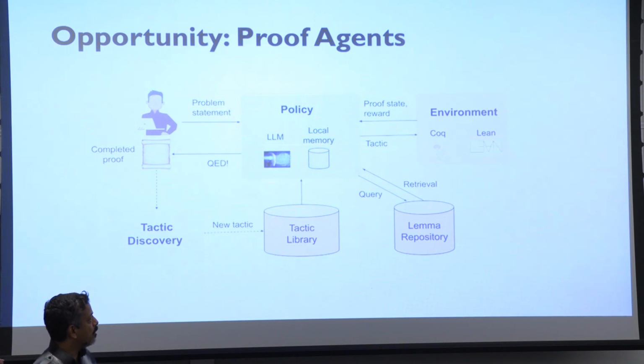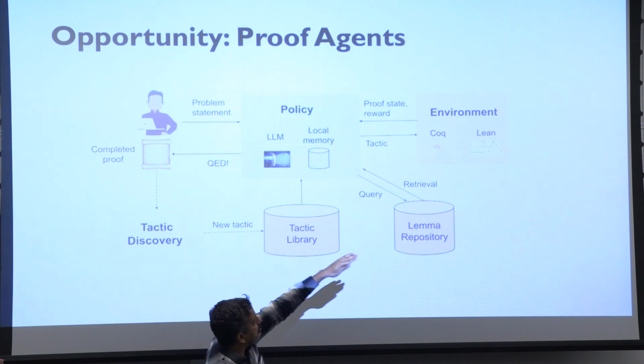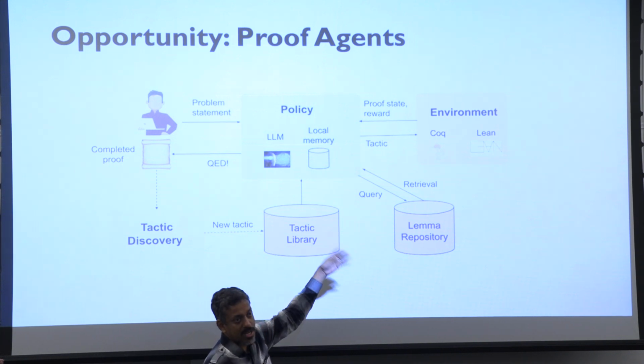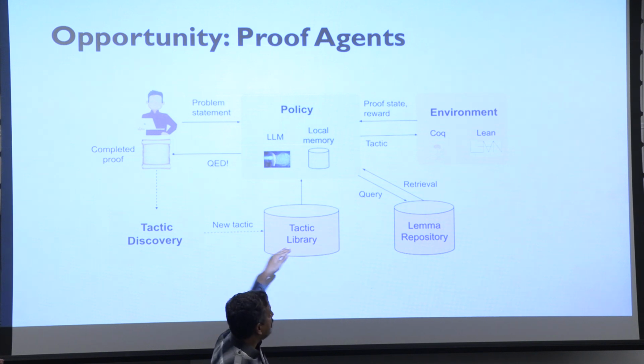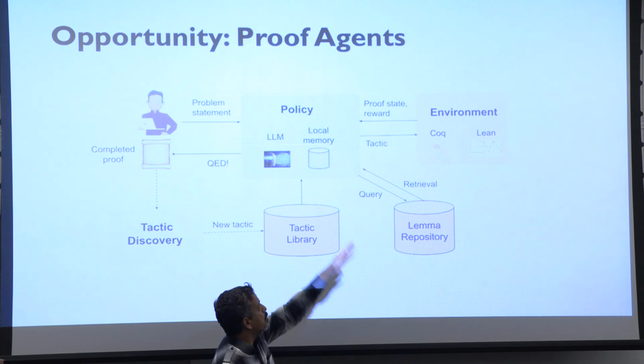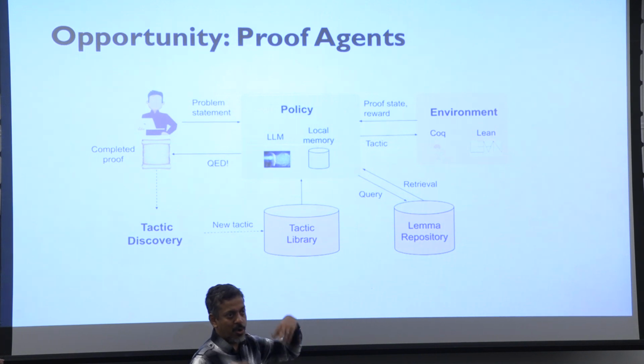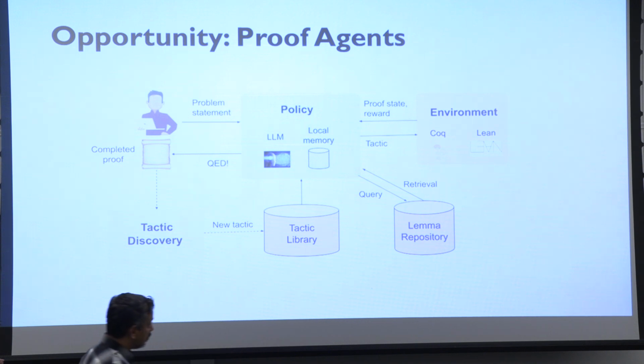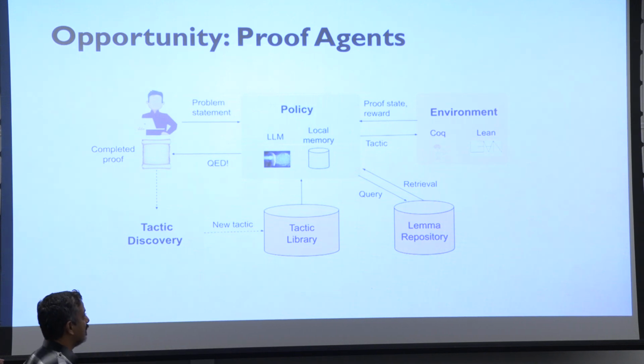For example, it can have a local memory. And you are interacting using this policy with the external environment. That would be this Coq or Lean. And at each point, you're applying a tactic, which is the simplification step. And then you are getting back a signal about what's the next proof state. What are the proof goals that still remain to be solved? What are the current hypotheses?